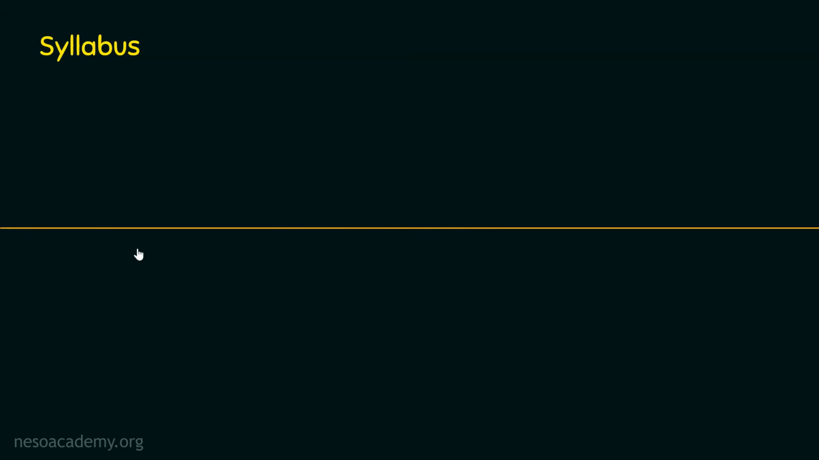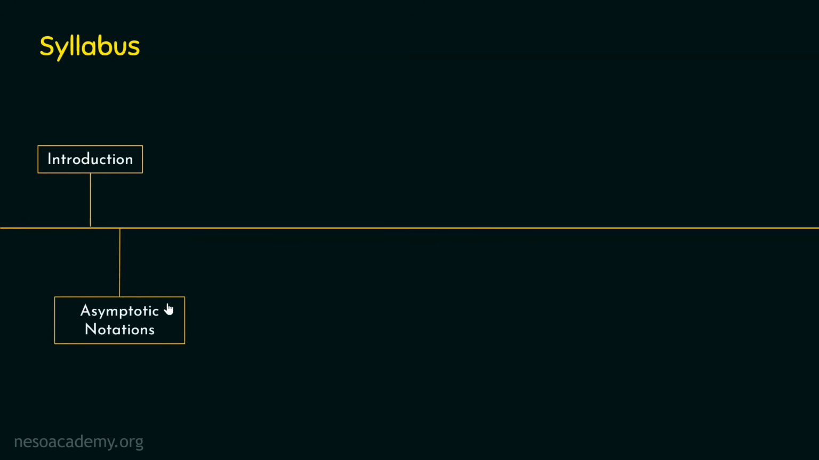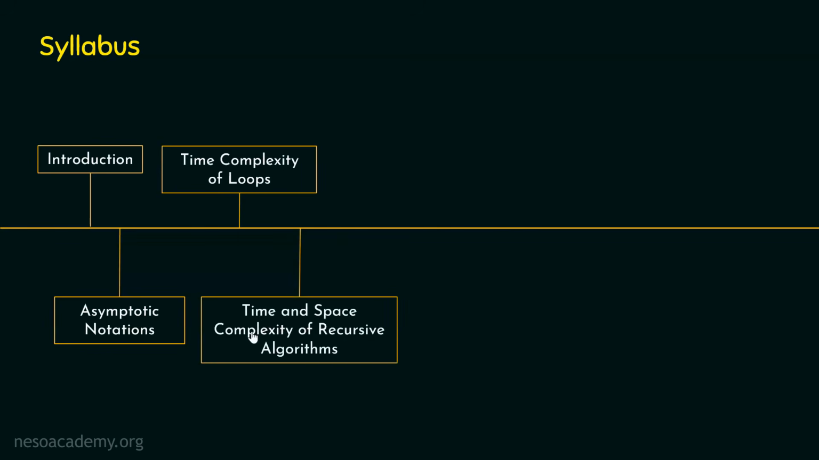In this course, we will first dive into the introduction chapter. We will understand various topics under the introduction chapter. Then we will move to the next chapter, that is asymptotic notations. The third chapter will be time complexity of loops. The fourth chapter will be time and space complexity of recursive algorithms. Then we'll move to the fifth chapter, that is methods to solve recurrence relations.